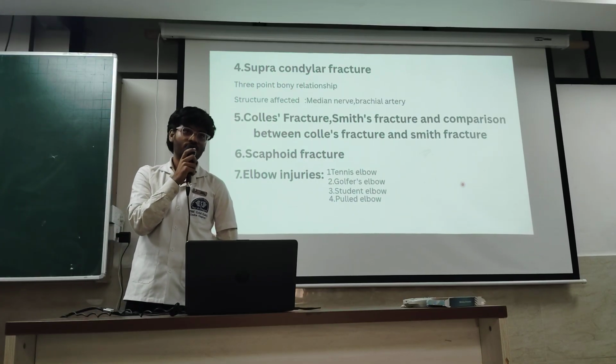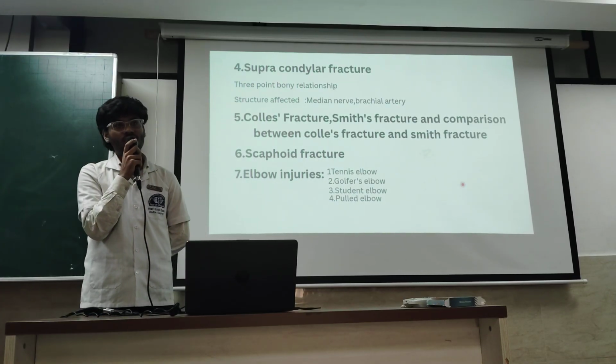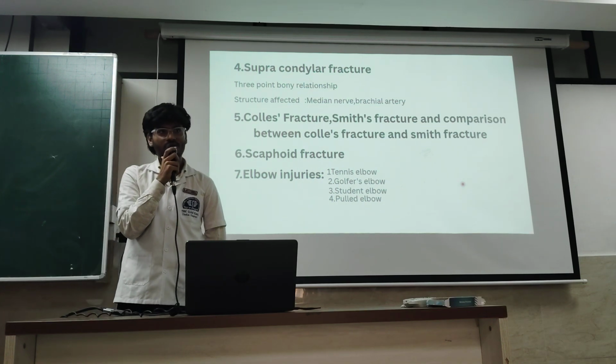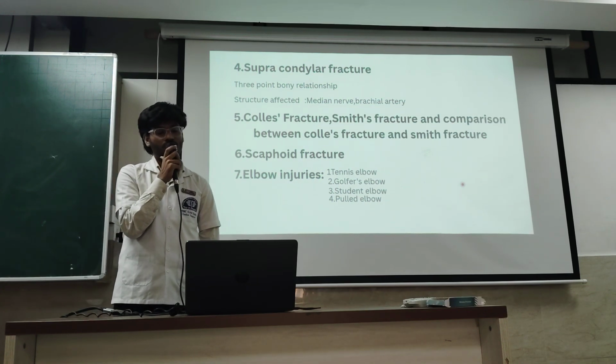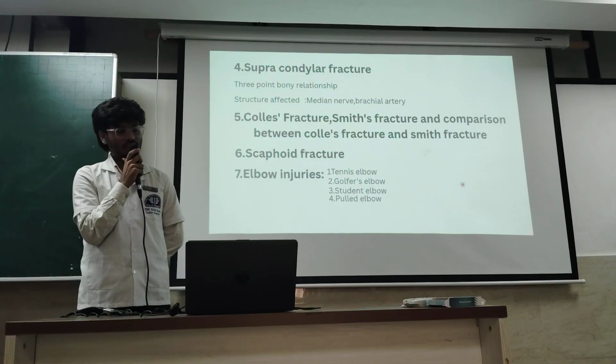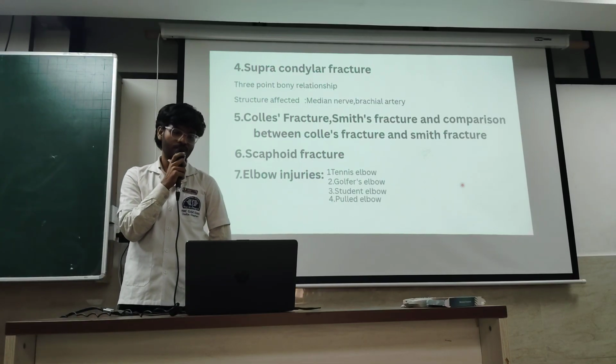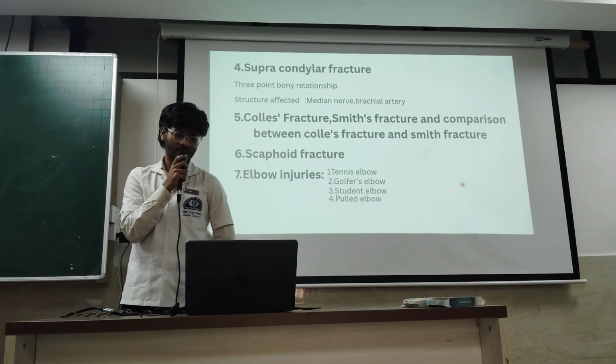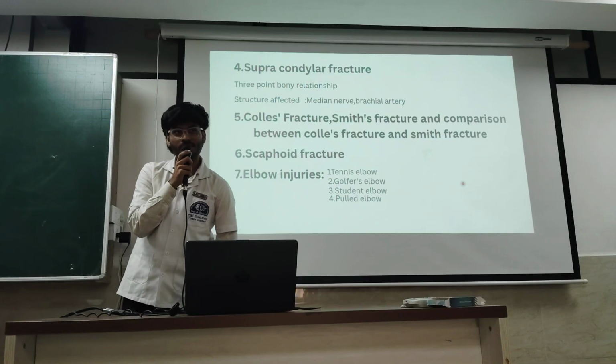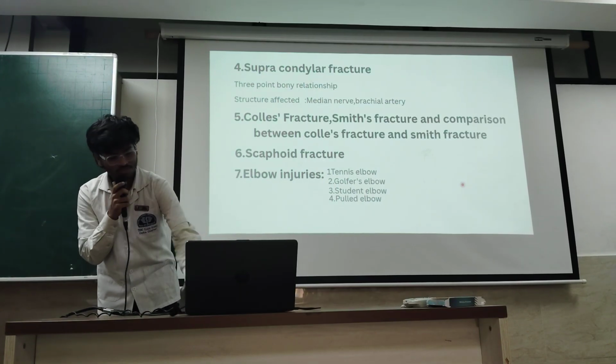In scaphoid fracture, we have seen the most common site was the waist of the scaphoid, and in it we have seen avascular necrosis of the scaphoid. Then the last one, we have seen different types of elbow injuries like tennis elbow, golfer's elbow, student's elbow, and pulled elbow. And thank you.